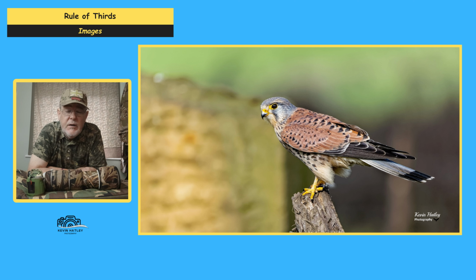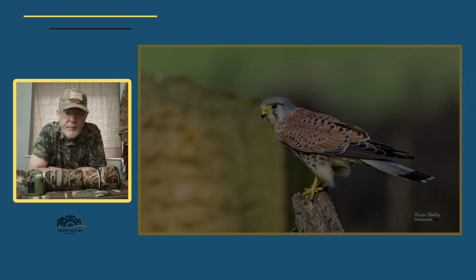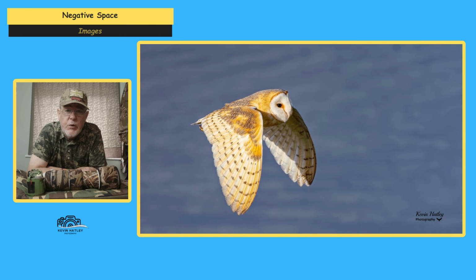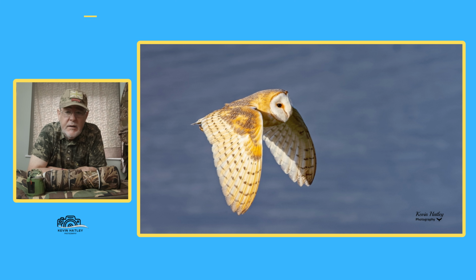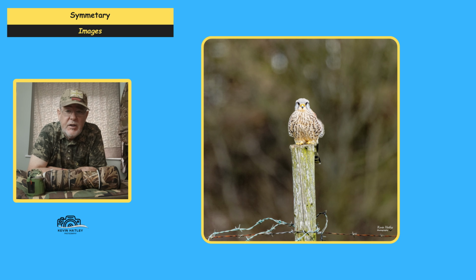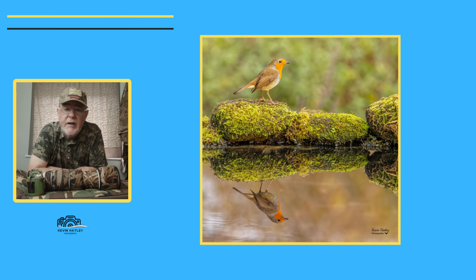So to summarise composition, you have the rule of thirds. Keep it simple, learn about the rule of thirds, then once you're happy with it, then look at other rules for composition. Negative space, very important, especially in birds in flight. You need to leave enough space for the bird to look into or the bird to move into for birds in flight. Symmetry, especially important when you're looking at things like reflections.